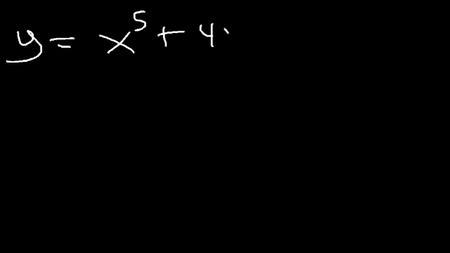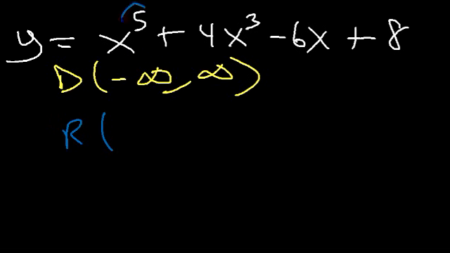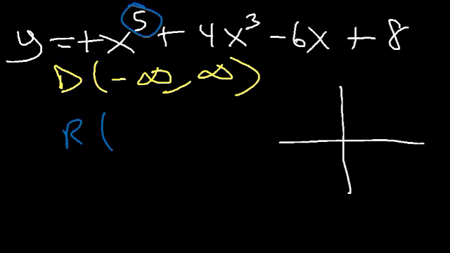So if you were to get, let's say, some polynomial function, x to the fifth plus 4x cubed minus 6x plus 8, you don't need to graph it. If it's a polynomial function, the domain will always be negative infinity to infinity. Now, for the range, the leading coefficient is x to the 5. So if you look at the end behavior of the graph, when it's odd, if it's positive and odd, the end behavior is going to be like this.